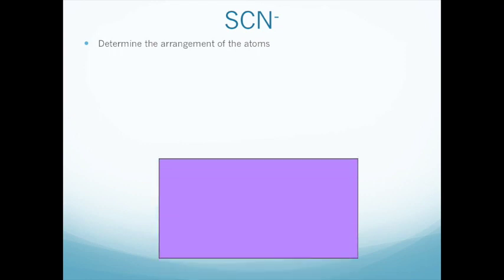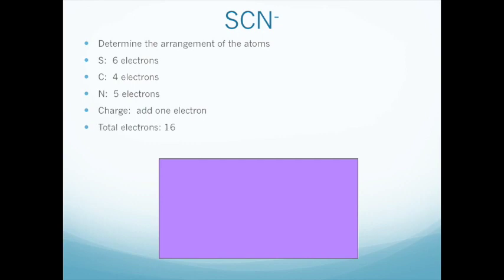So, sulfur has 6 electrons in its valence shell, carbon has 4 electrons, and nitrogen has 5 electrons. So we also have a negative charge, so we add an electron, bringing the total number of electrons to 16. Now, if we can't complete the octet on an atom, then we have to form multiple covalent bonds in order to achieve the octet.